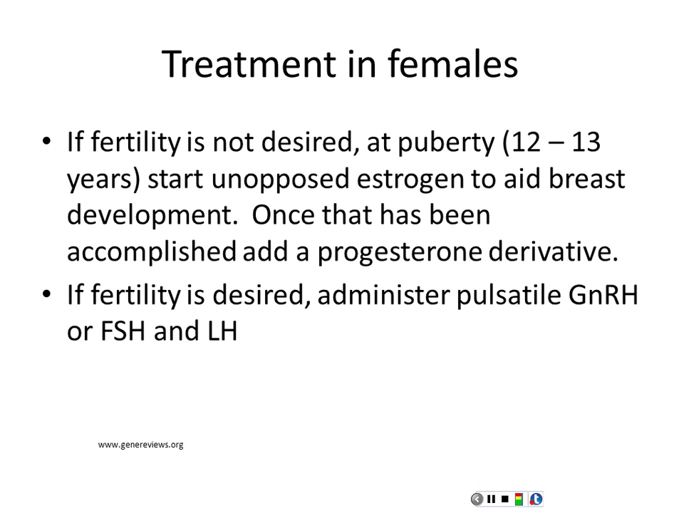Treatment in females of Kallman syndrome: if fertility is not desired, you can give them unopposed estrogen to aid in breast development, and once that has been accomplished, you want to add a progesterone derivative to protect the endometrium. If fertility is desired, you want to administer pulsatile GnRH, or you can give them FSH or LH directly.